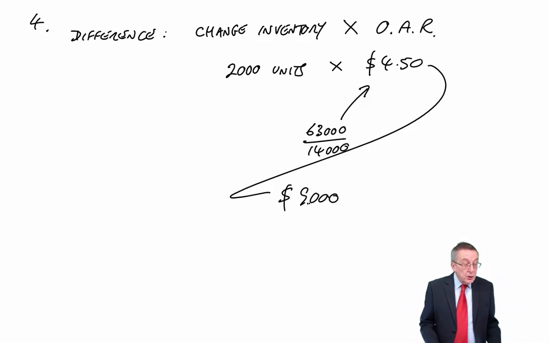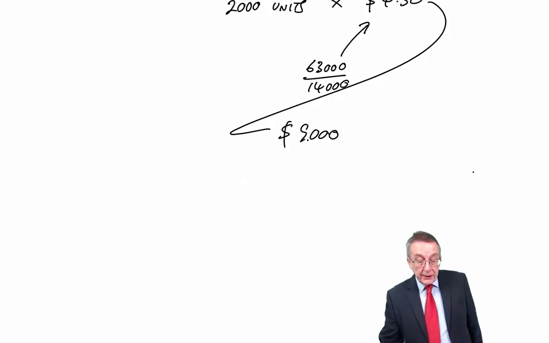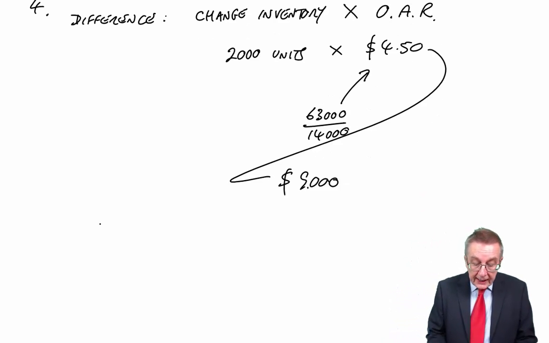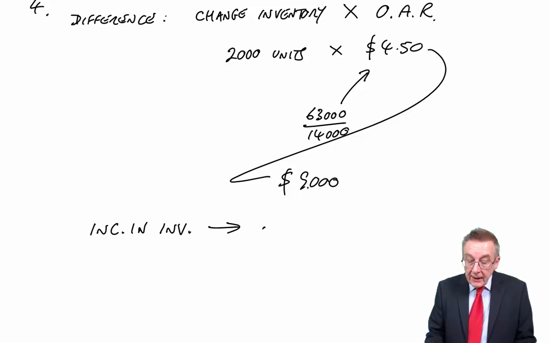We want the absorption profit. I beg your pardon, we want the marginal profit. Well, again, you must learn the rules. The rule is, if there's an increase in inventory, then absorption gives the higher profit.